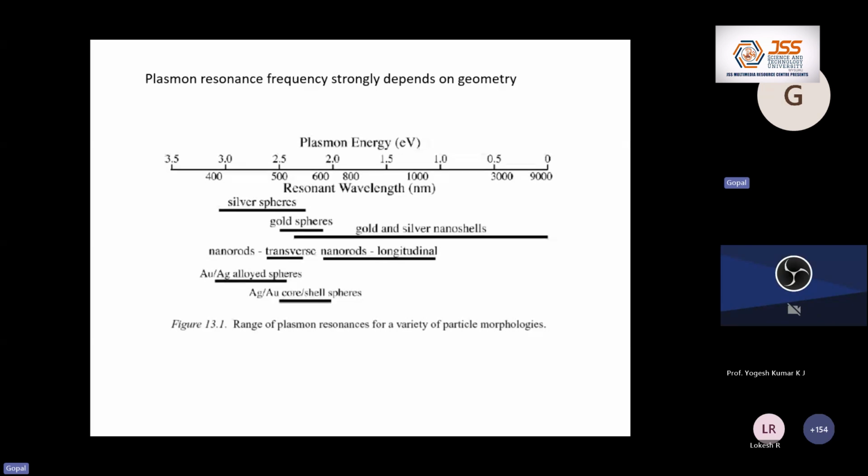One metal is, no doubt, silver. This technique and technology has been there for the last 20 years. Silver nanoparticles, gold nanoparticles, gold and silver nanoshells, nano rods. These are all metal nanostructures, and you can also have alloyed spheres, shells, a variety of structures. At the same time, you can make the dielectric of silicon oxide or silicon nitride. These are all dielectrics you can make in nanoscale structures.